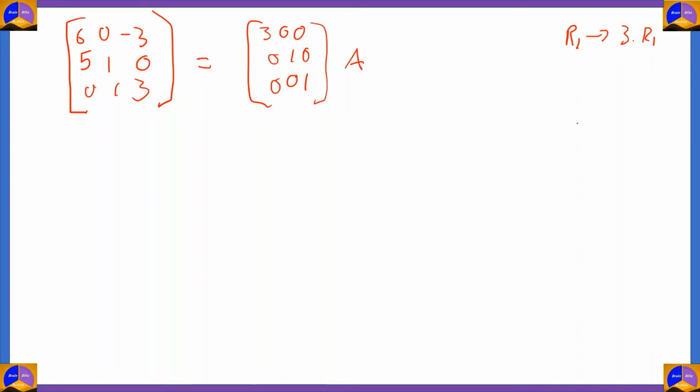Now, what is the next change we should be doing? Now, we'll subtract the second row from the first row. R1 changes to R1 minus R2. So therefore, what we'll get is 6 minus 5 is 1, 0 minus 1 is minus 1, minus 3 minus 0 remains as minus 3, and then the other rows don't change.